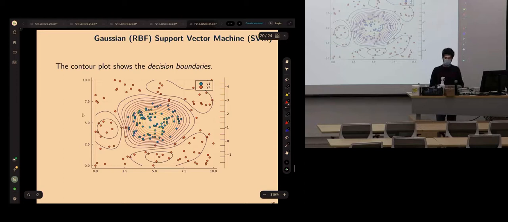These boundaries, these curves, are called decision boundaries. Why? Because if you take any of these curves, you can say here, for example, inside is blue, outside is red, right? But you need to make a decision which one is your decision boundary.